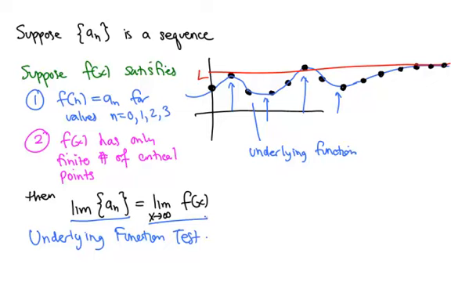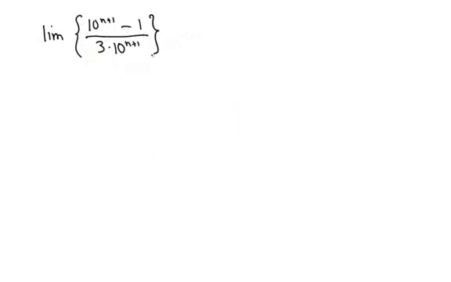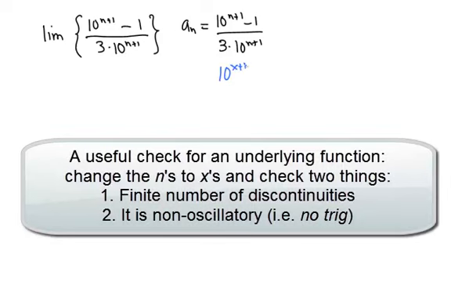So let's go back to our previous example. We have the limit of the sequence 10 to the n plus 1 minus 1 over 3 times 10 to the n plus 1. Now we could ask ourselves, what would happen if we changed all of these n's into x's, 10 to the x plus 1 minus 1 over 3 times 10 to the x plus 1, and treated this as if it was a function.